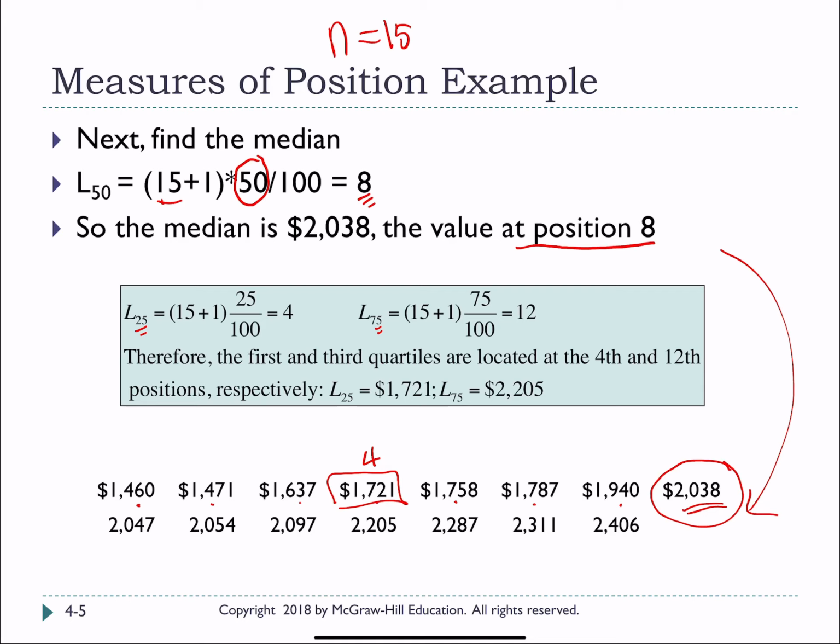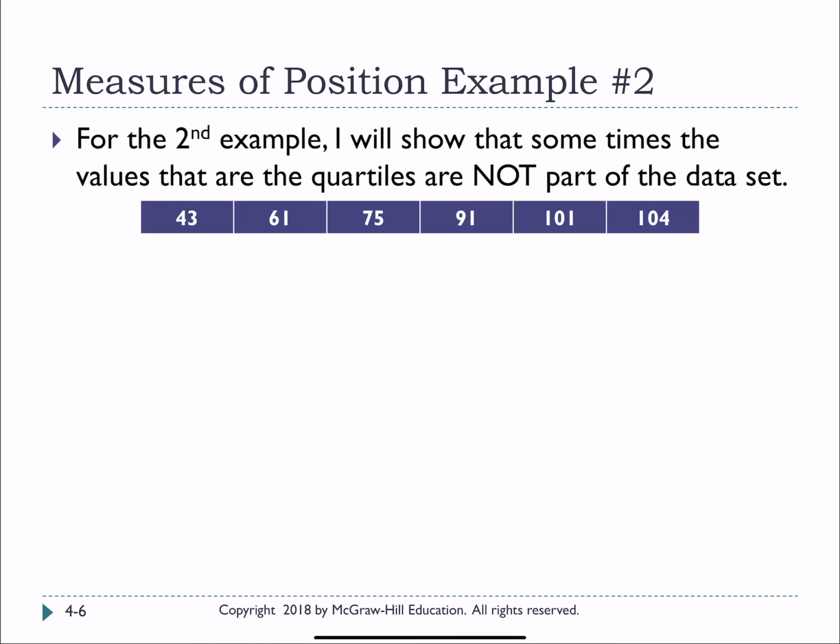And then position 12 for the third. And this is position number 12. Okay. Now, this one is fairly easy because I gave you to start off with an example where you simply count positions. And so it's not too bad. Doesn't always work that way though. So let's look at one where it doesn't work that way.